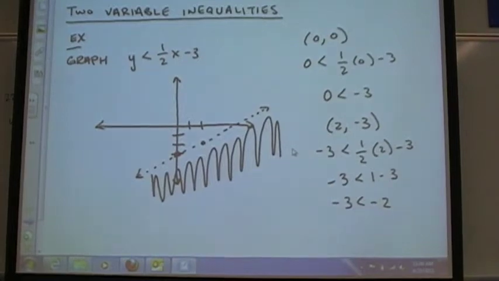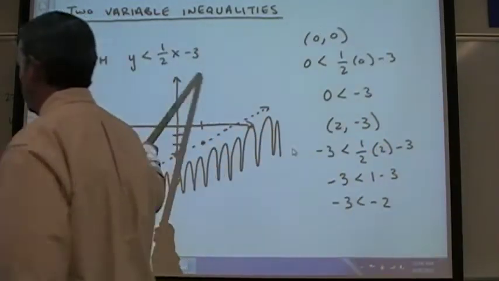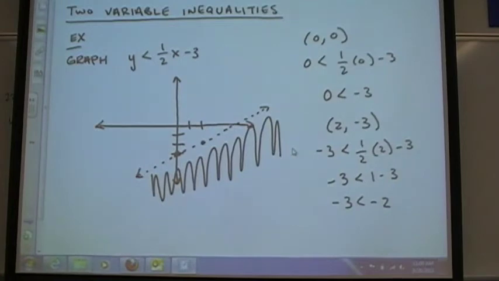Two-variable inequalities, two variables because you have x and y. First example, we're going to graph the inequality y is less than 1/2 x minus 3. What form is this in? Slope-intercept form.